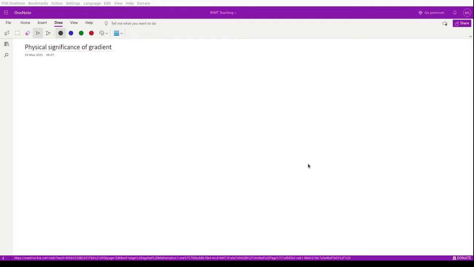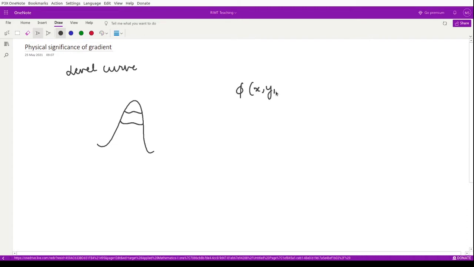In the last video we saw what we mean by level curves. Suppose you have a mountain of this kind, then the level curves would be the curves having the same distance from the ground. At every point of this level curve, say you have the scalar point function phi of x, y, z equal to some constant c. In that case, this function on a particular level curve will have the same distance at every point for this particular curve. Now, talking about the gradient.